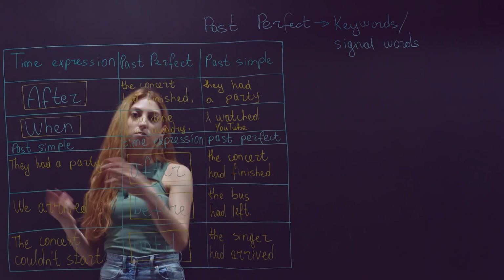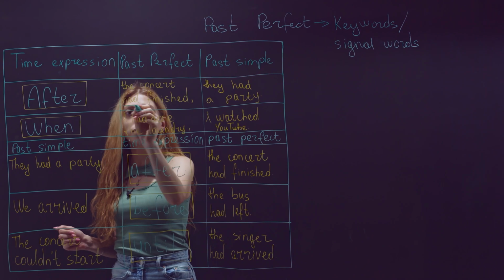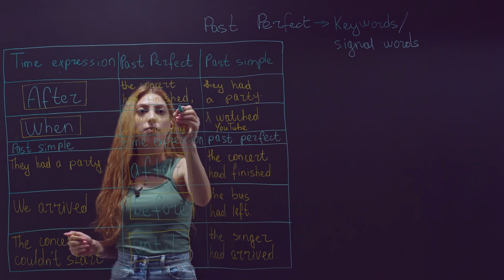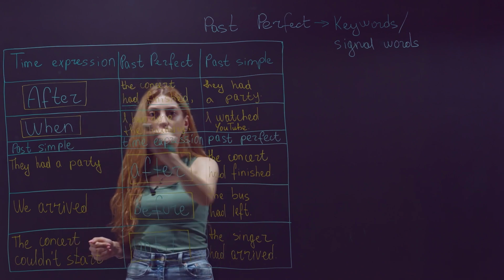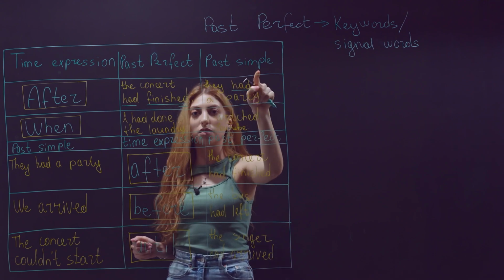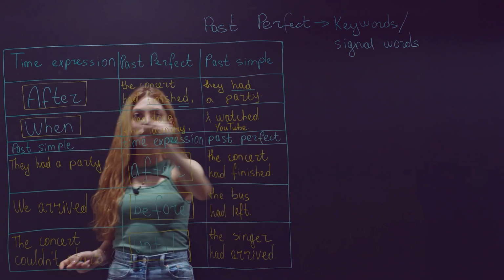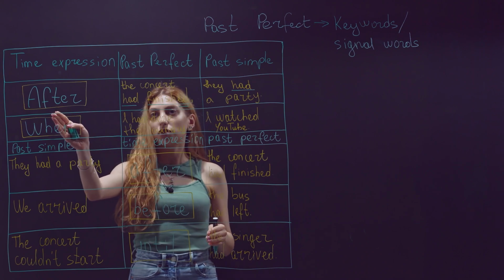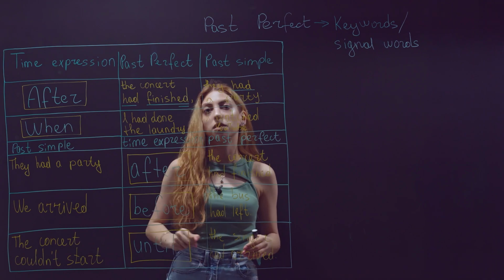After, this is a keyword. The concert had finished: had and finished, this is past perfect tense. Had finished. So, after the concert had finished, they had a party. Had is the past simple. So in the case of after, you need to form this kind of sentence to be right. In the case of after, we're going to have after, past perfect, and then past simple.